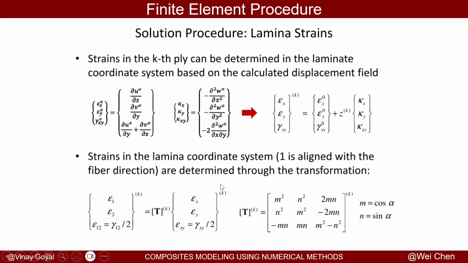The strains will have to be transformed because they're in the global orientation. We'll have to transform them using this transformation matrix, where the transformation matrix is given here on the right. Alpha is the ply angle. m is the cosine of alpha. n is the sine of alpha. This multiplication allows us to get the strains that I need in the material principal directions.